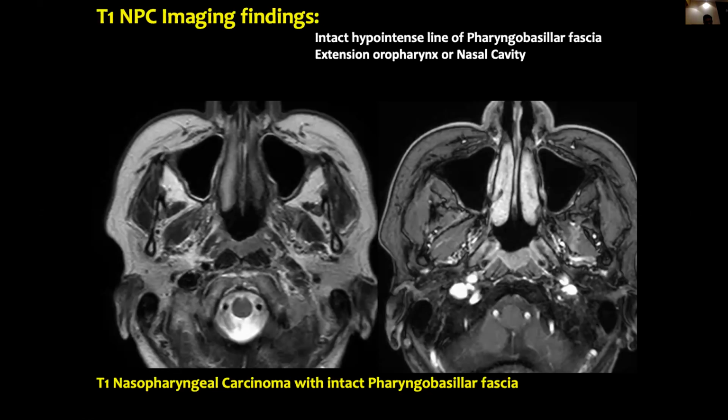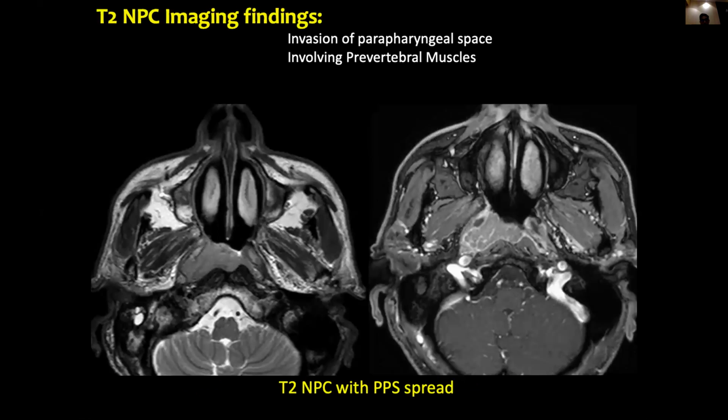It will tell you the epicenter of the disease, it will tell you the extent of the disease, and it will tell you that the patient is presenting with hearing loss, and it's conductive hearing loss, which is due to the obstruction of the eustachian tube because of the inflammation or involvement of the torus tubarius, and the mastoid air cells are not getting aerated properly. As the disease progresses and involves the parapharyngeal space fat or the prevertebral muscles, that is the longus colli, that means the retropharyngeal muscles are also involved. This becomes a T2 disease.